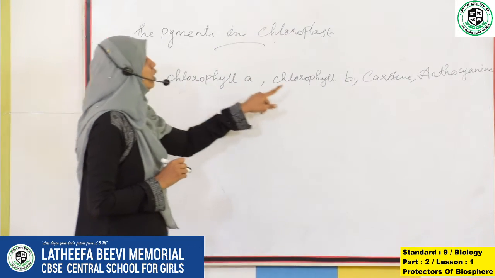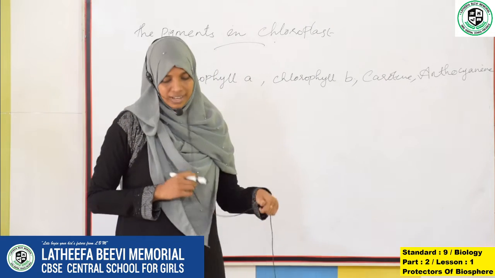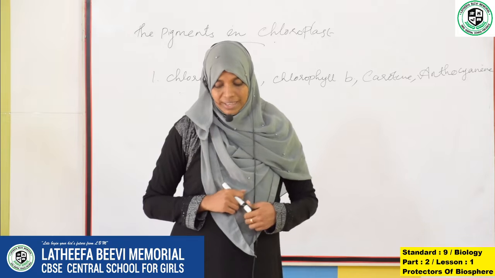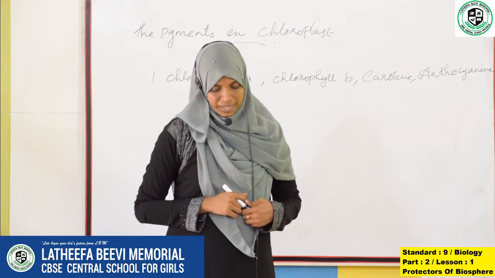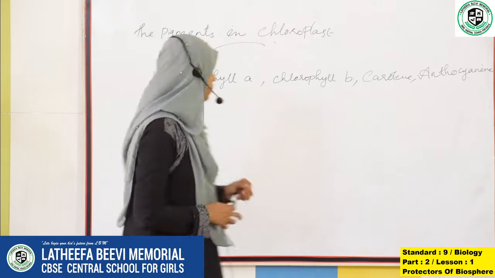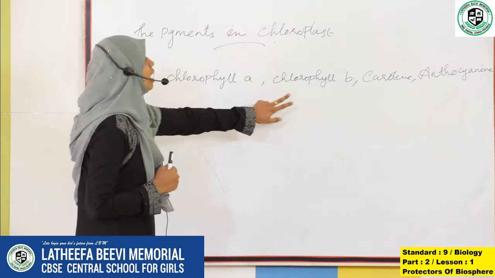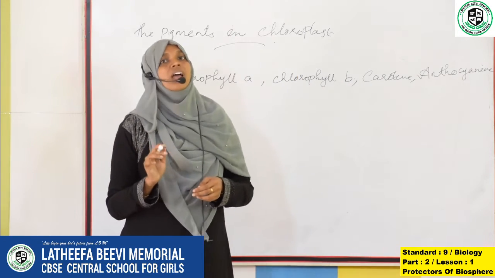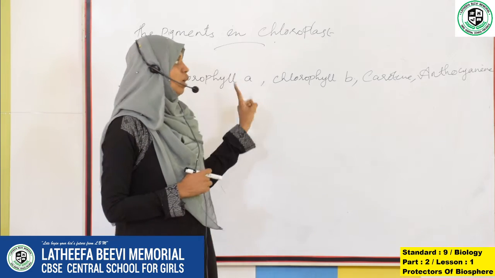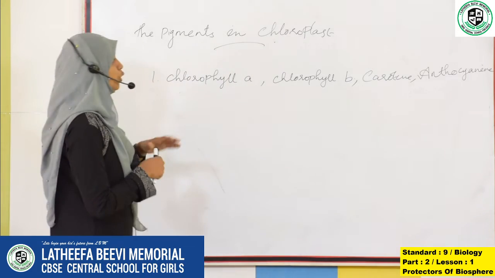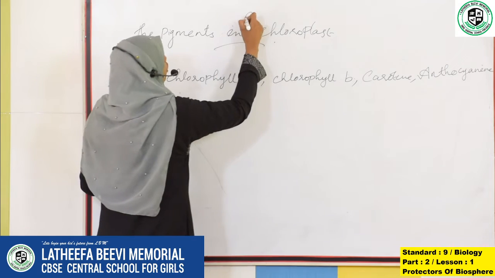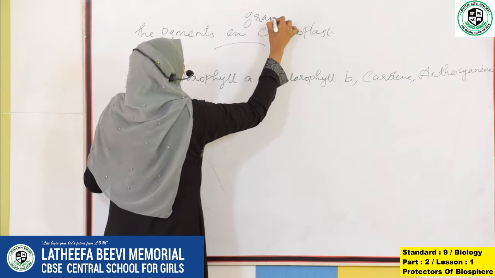Chlorophyll A, chlorophyll B, carotene and anthocyanin. What are the pigments? Chlorophyll A, chlorophyll B, carotene and anthocyanin are present in the grana, not in the stroma. These pigments are present in the grana of chloroplast.